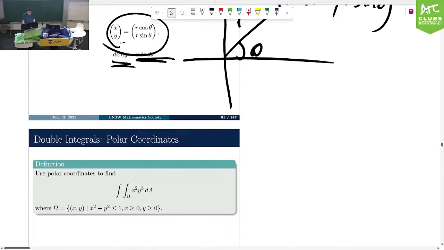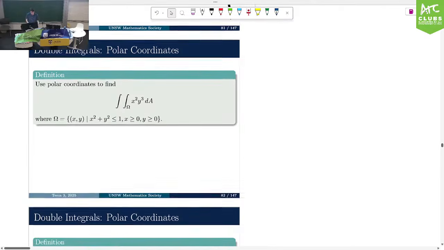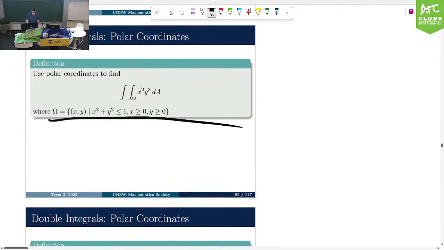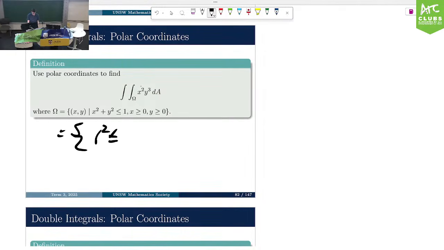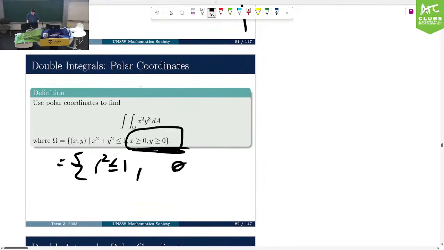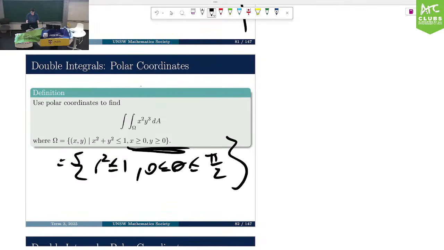Okay. It just might be more convenient to integrate over, because with this example, our domain can be better represented in terms of polar coordinates. This is the same as saying that in polar coordinates r squared is less than or equal to 1, and since we're in the first quadrant, where x and y are both positive, our angle theta would be between 0 and pi over 2. Okay, so we can make that substitution.